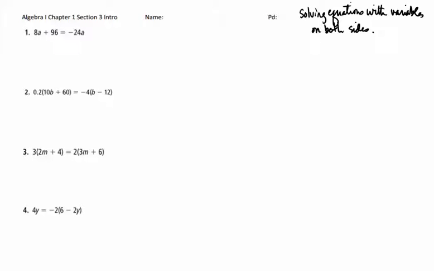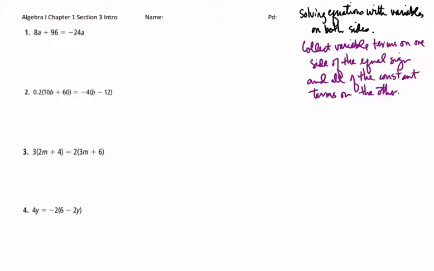In this video we want to begin to look at Chapter 1, Section 3, and what we're talking about in this section is solving equations with variables on both sides. And our question is, how do we solve equations with variables on both sides? So the basic strategy is that we're going to collect all of the variable terms on one side of the equal sign and all of the constant terms, that is the numbers, on the other side of the equal sign.